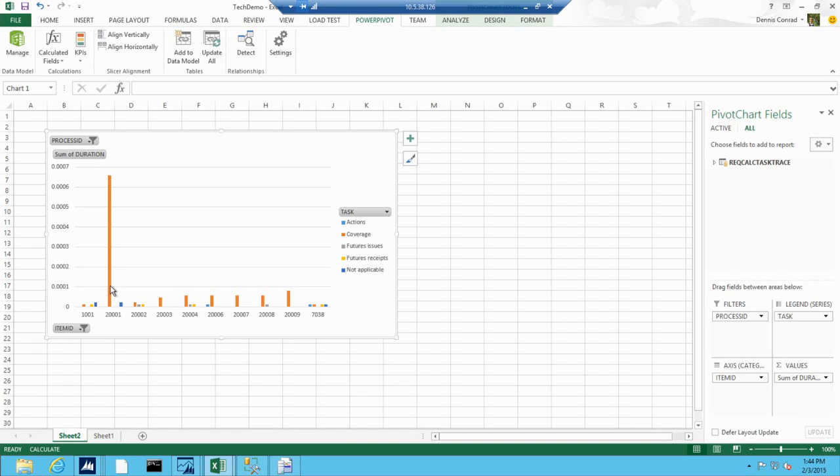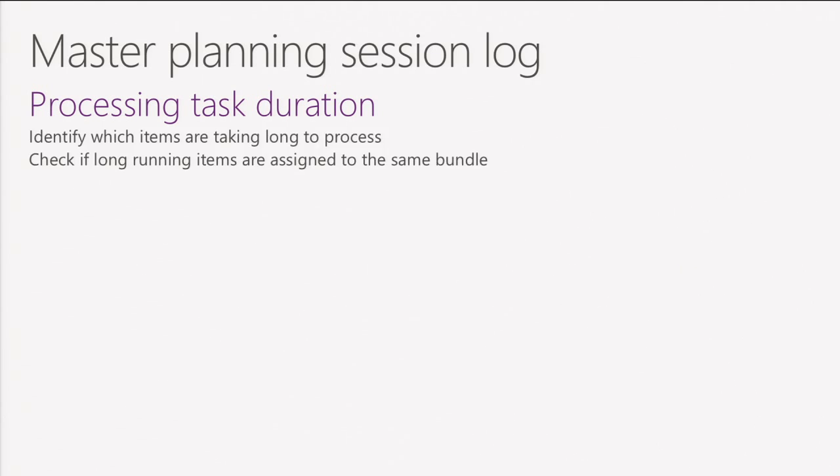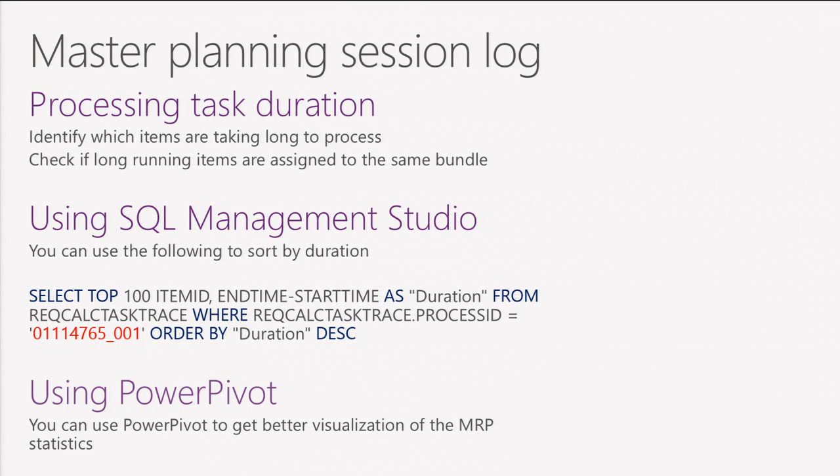So Dennis is now going to show you how you troubleshoot this long-running coverage. Yes, so we were lucky in this case, and we already have an indication that something is wrong with this item. That is unfortunately not always going to be the case. So going back to the demo, just quickly recapping: what you're using this form for is to identify the items which are taking the longest, and checking to see if the items end up in the same bundle. You can use SQL to get the duration and make it easier to find the items, or you can use the Power Pivot approach.